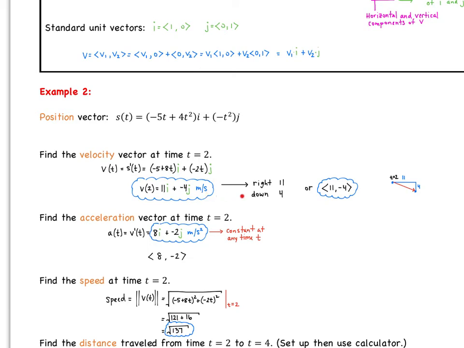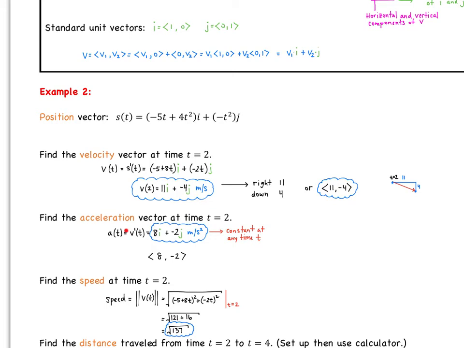So what does this mean graphically? It means graphically we're going to the right 11 units and we're going down 4 units. Another way we could have written this vector is simply the components (11, -4). Graphically speaking, at time t equals 2, we're going right 11 and down 4, so we would have this vector in red. That's what it would look like.